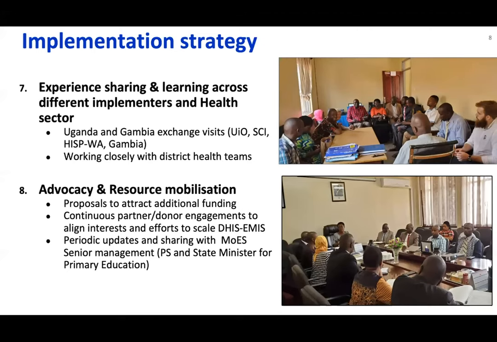And then finally, one of the strategies we have been looking at was advocating for the use of DHIS2 for EMIS across the different partners. In this picture, we are meeting and sharing with the Minister of Primary Education. We have also taken time to write different proposals, both in country to support the scale-up and in other countries. We've continuously been engaging different partners and donors to support the implementation of DHIS2 for EMIS.